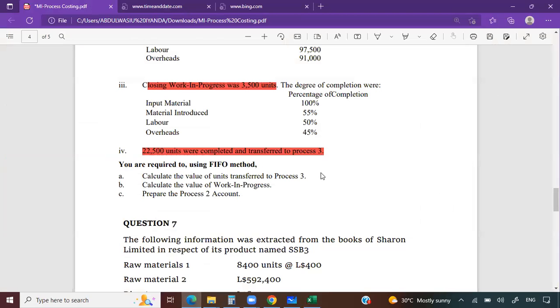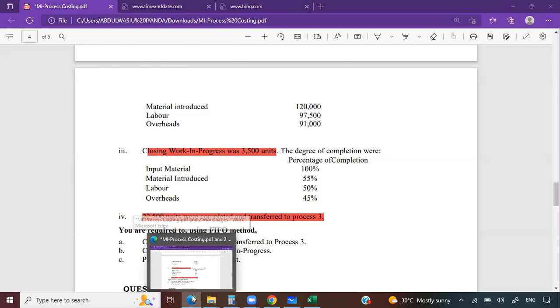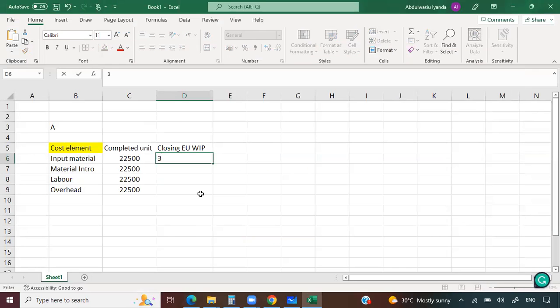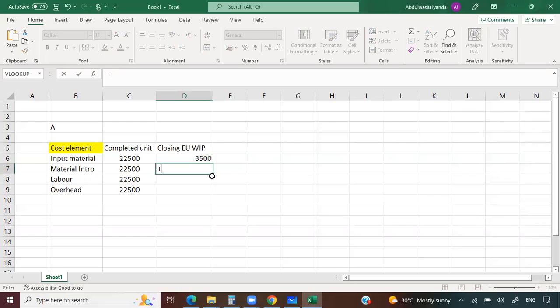The total that I close with is 3,500. That is what I close with. And this is their degree of completion. Material input is 100% complete, so I'm going to have 3,500. Material introduced is 55% complete. So 0.55 multiplied by this.